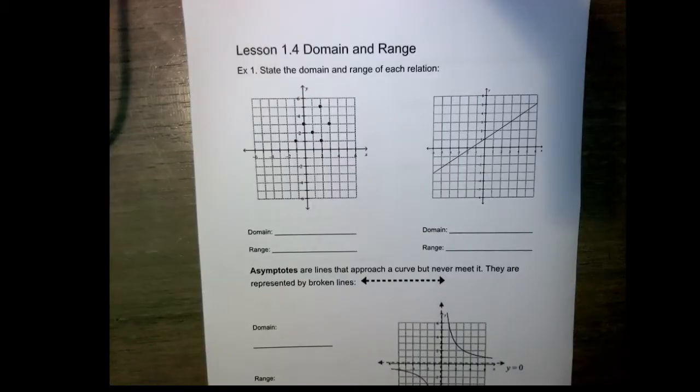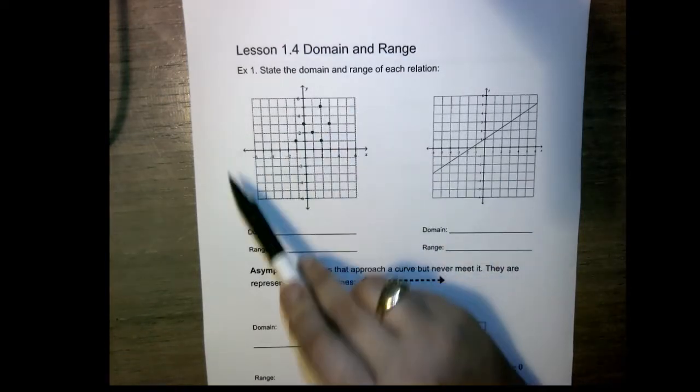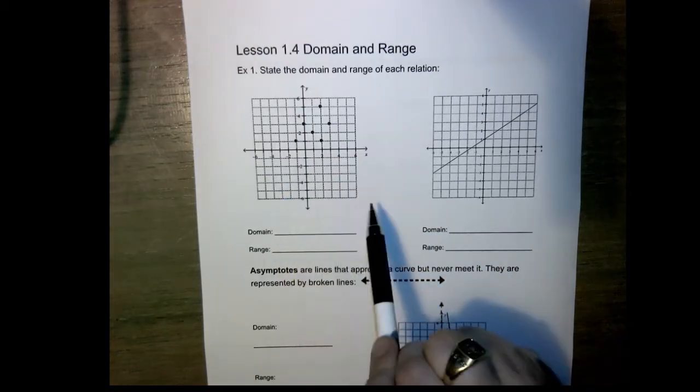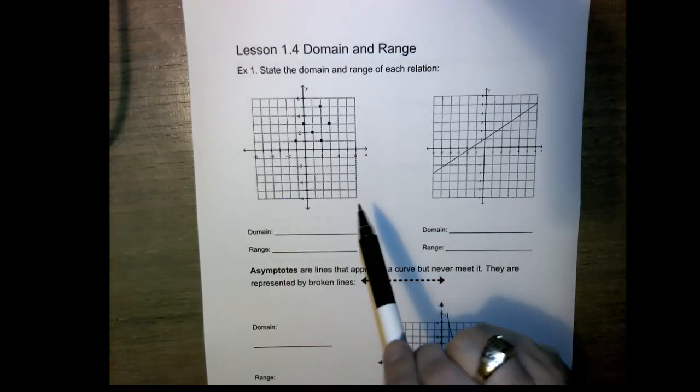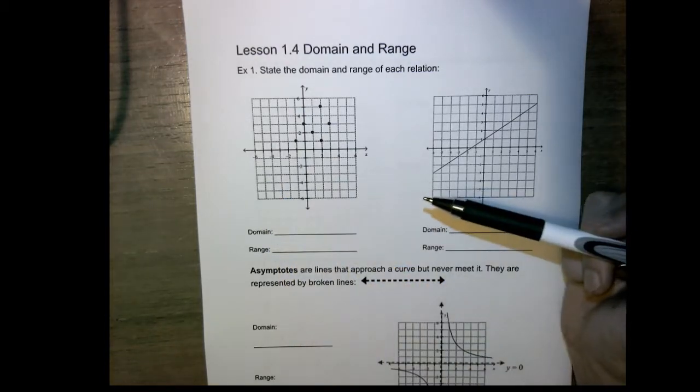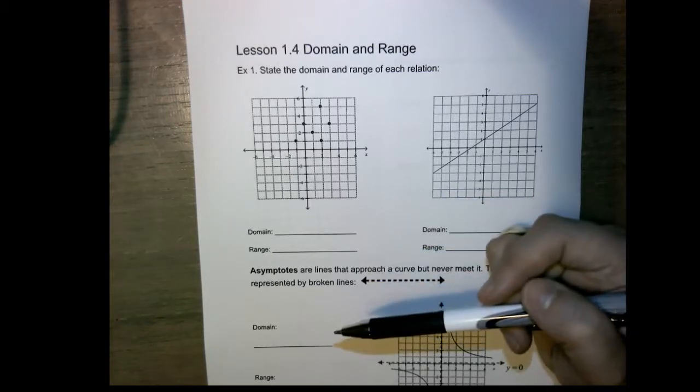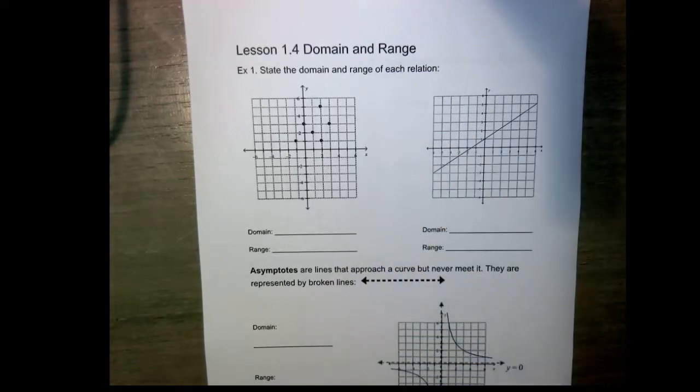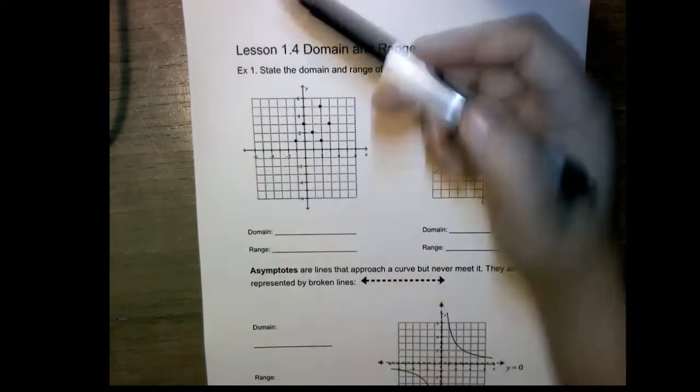Okay, so here is example 1, which says state the domain and range of each relation. You'll notice that these relations don't necessarily have equations associated with them. In this first one, in fact, I only have points. I don't even have a line. But you should probably still ask yourself, is this a function? Because functions and relations can be represented in a variety of ways.